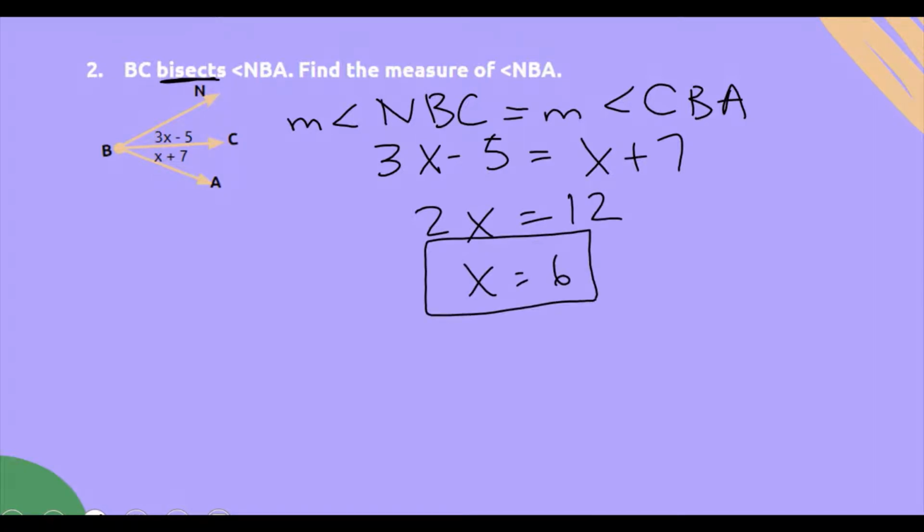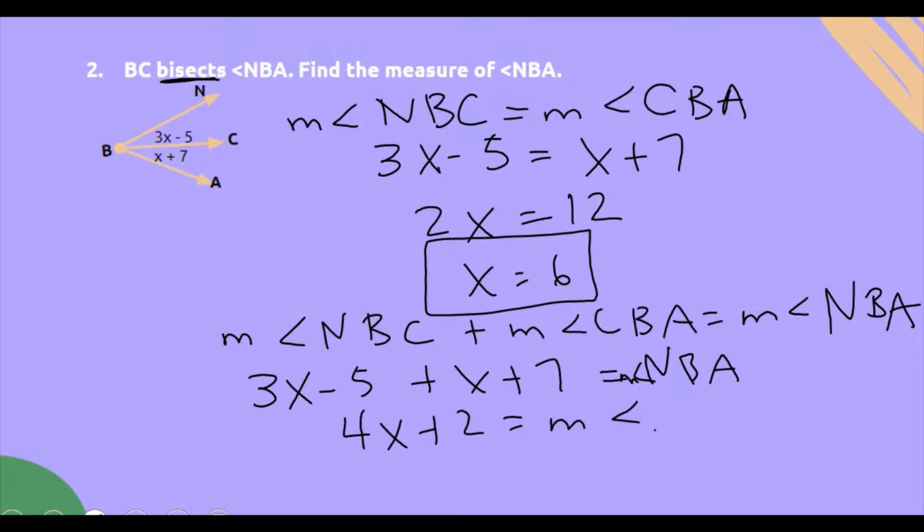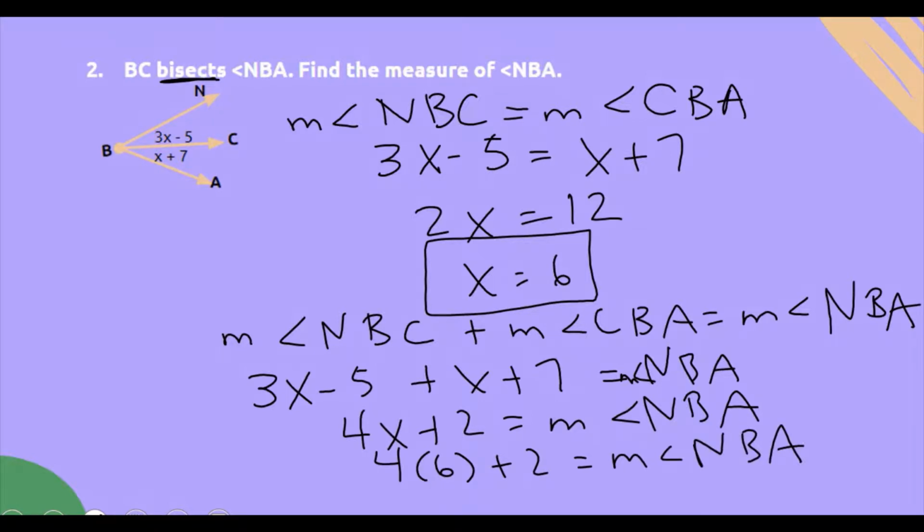And we've got x, but we've got to continue to find the final answer. To figure out what the measure of angle NBA is, we're going to need to add those two angles together, and that's what will give us the entire angle NBA. All right, so I'm going to add them now. Combine like terms. Substitute, and 4 times 6 plus 12 is 26. So the measure of angle NBA is 26.